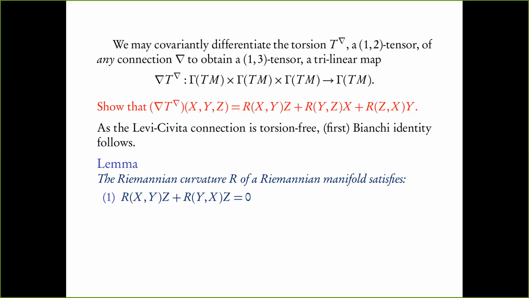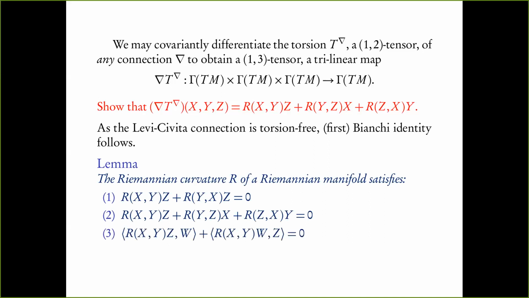So the Riemann curvature R of a Riemannian manifold satisfies the first thing we have already seen. This is just saying that R is skew-symmetric in X and Y. You can keep the Z or you can forget the Z. This is the first Bianchi identity we just saw.